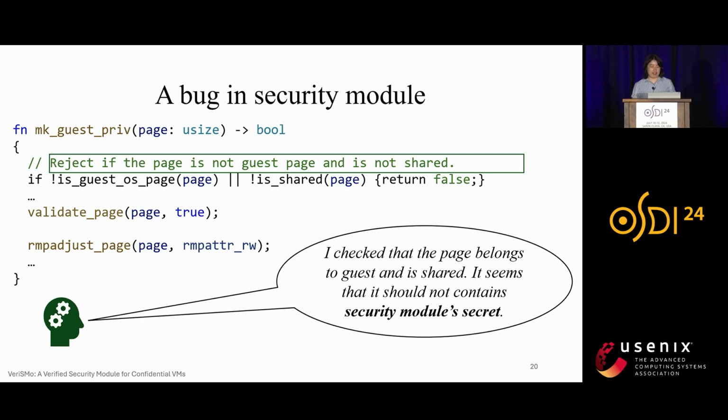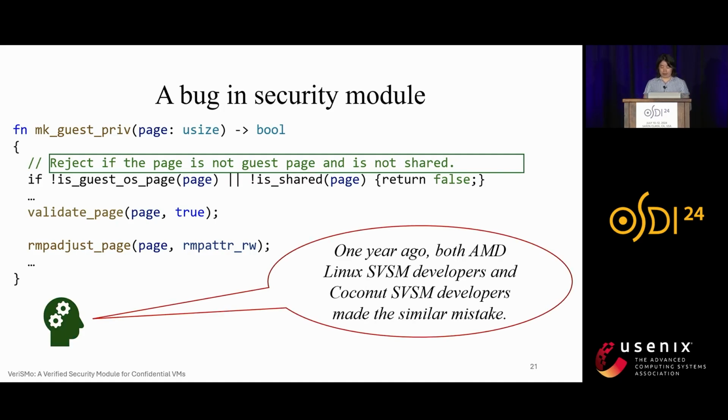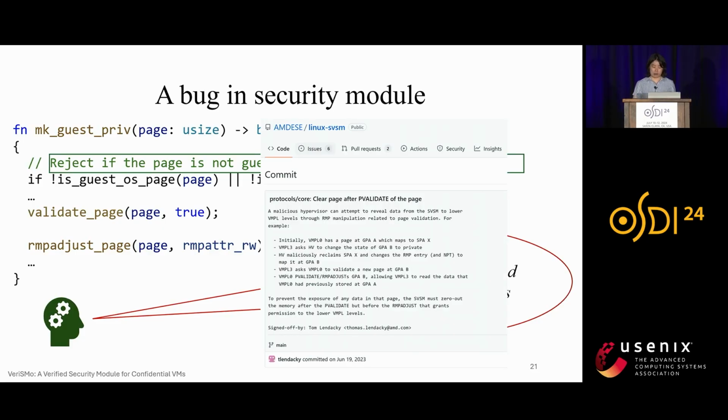It seems that this page should never carry the security module secret because this page is used by the guest OS and it's shared. Unfortunately, this is not true. Could you think about why this code is not secure? That's a very interesting bug. And even if you cannot think about why it's not secure, don't worry, you are not alone, because this is exactly the original thought from the open source SVSM developers. And they only fixed the bug after we reported this security issue to them around 1 year ago.